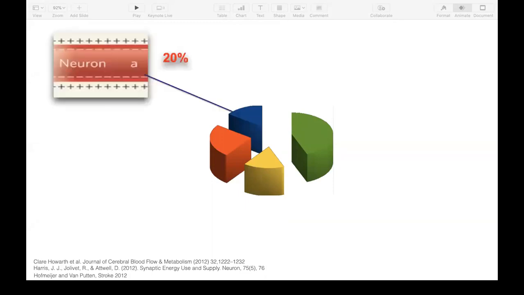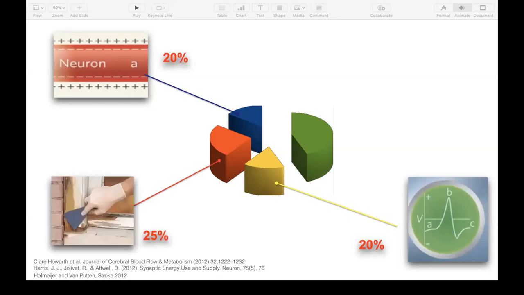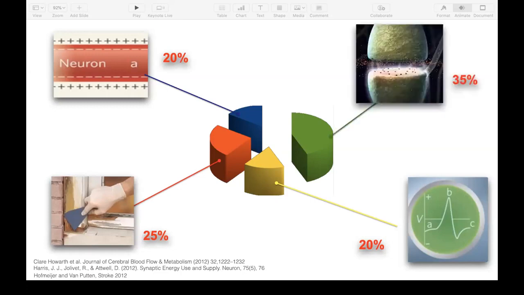And what he showed is that about 20% of the ATP is needed to maintain resting membrane potentials. About 20% is needed to restore the ion fluxes associated with action potential generation. There's also energy needed for maintenance and repair. But a very large part of the ATP consumption is needed for the chemical synaptic transmission. And the total is about 20 to 25 watts. That's the amount of energy that adult brains need to function properly.